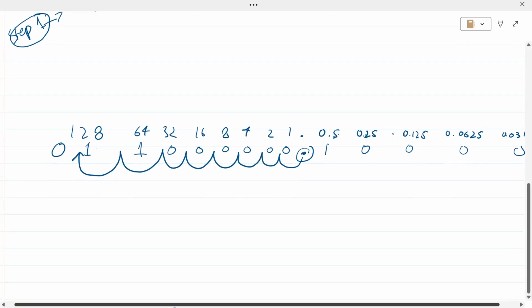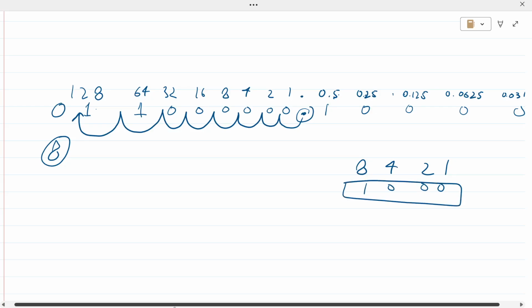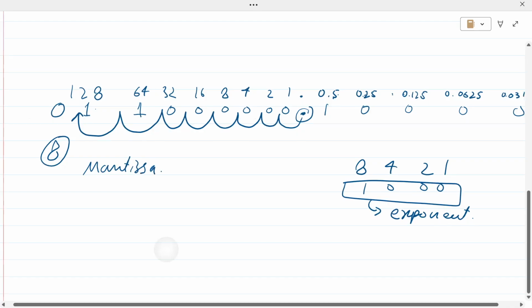Now, how many of these even are there? 1, 2, 3, 4, 5, 6, 7, 8. There are 8 of them. You need to find the binary for 8. Now, it's 8, 4, 2, 1, 0, 0, 0, 1. The binary for 8 is 1, 0, 0, 0. This is going to be your exponent. This is what we call the exponent, right? And this entire thing is going to be your mantissa. This is how you're going to write it.